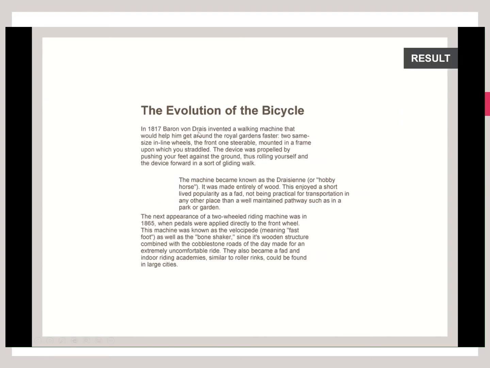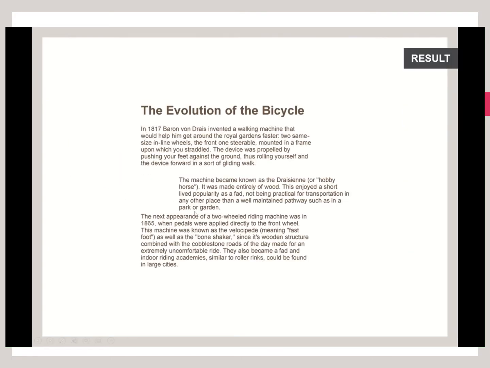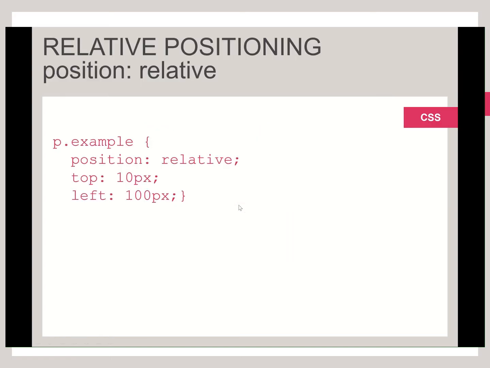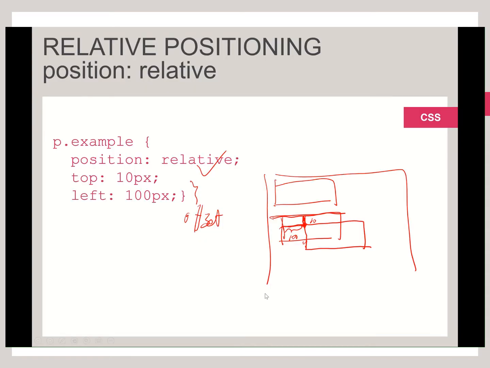Okay, this is the result for that one. This is the example paragraph, the new location. We set a class attribute for this paragraph to be example, and then we shift 10 to the top, 100 to the left. So that's the result. Compare this one to the previous one so you know the difference: to the right 100, down 10.